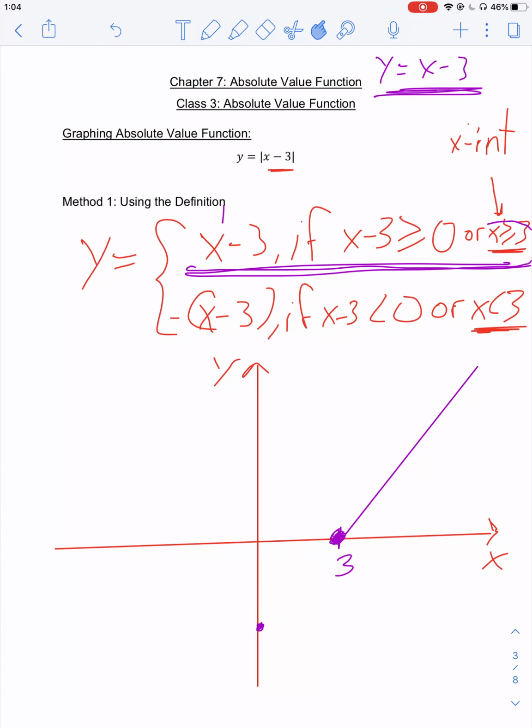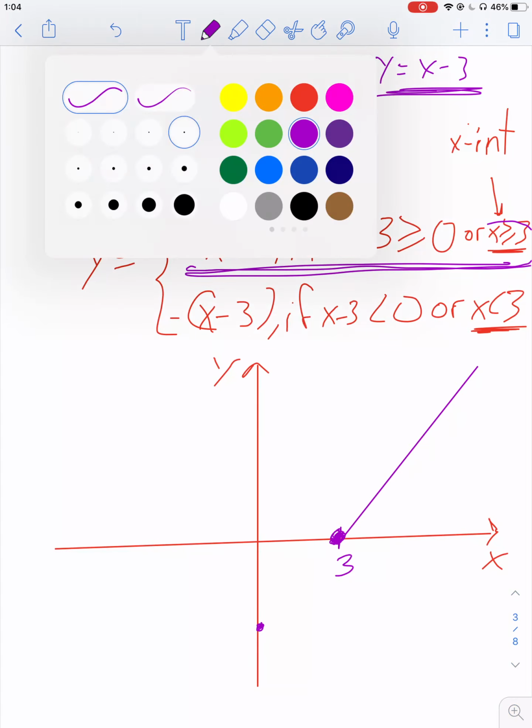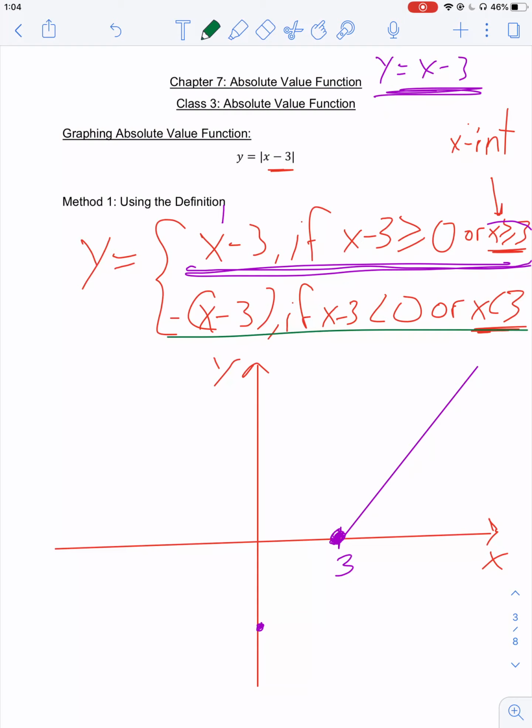Now I need to graph this function, and this one I'm going to do in green to be consistent. So this is your function: y equals minus x minus 3. You want this in the form y equals mx plus b so that it's easier. So why don't we distribute the minus 1? When you do that, you get minus x plus 3. So this function has a slope of negative 1 and a y-intercept of 3.